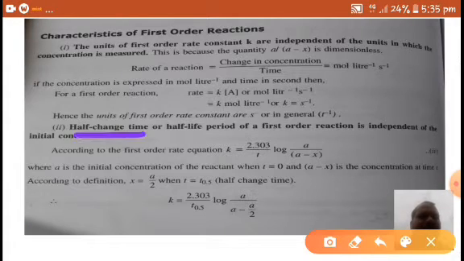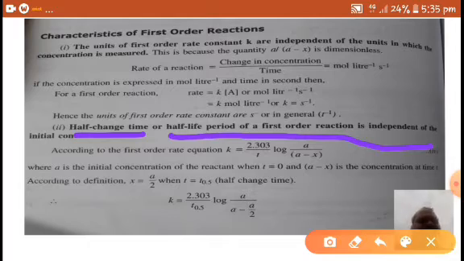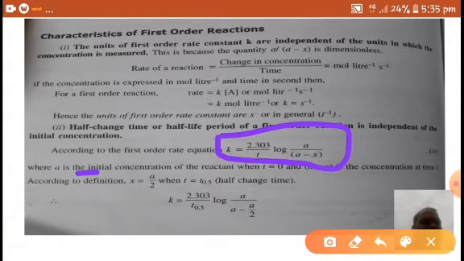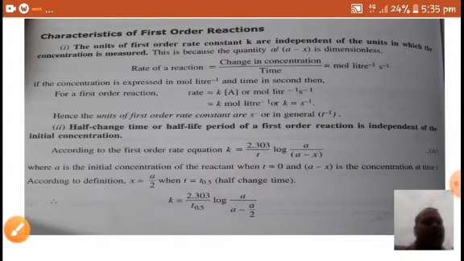Next, the half-change time or half-life period of a first order reaction is independent of the initial concentration. We have discussed it by deriving that equation. According to the first order rate constant, k is equal to 2.303 by t log a by a minus x, where a is the initial concentration of the reactant at t is equal to 0, and a minus x is the concentration at time t.